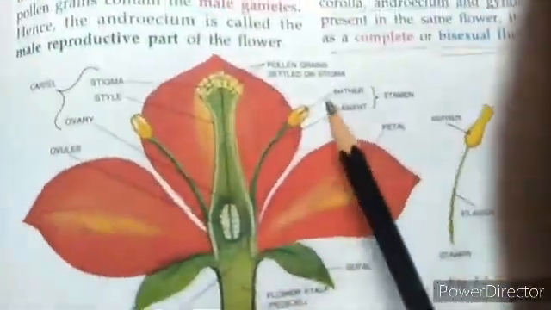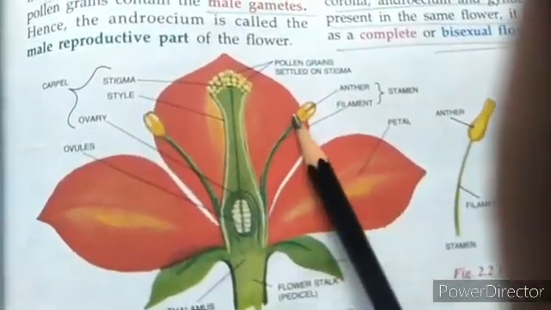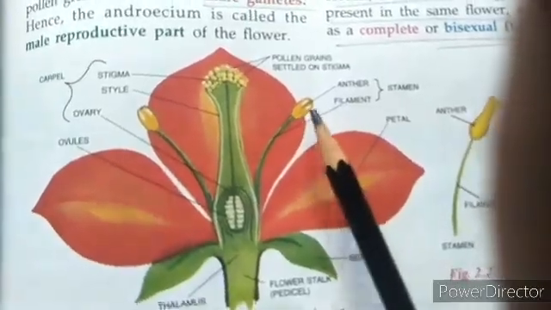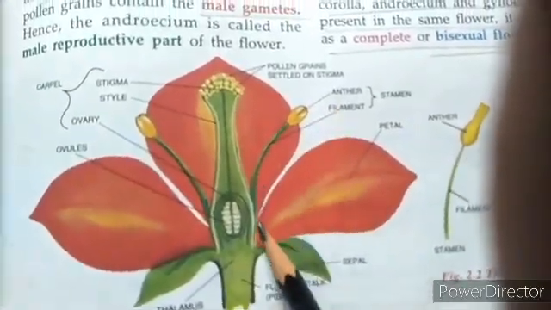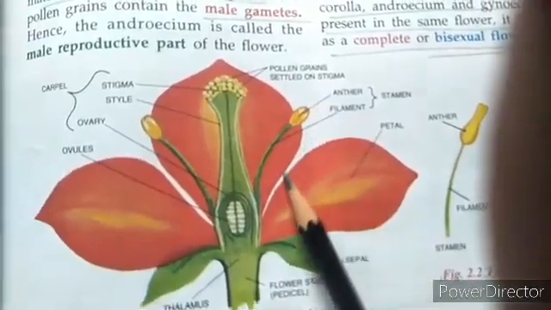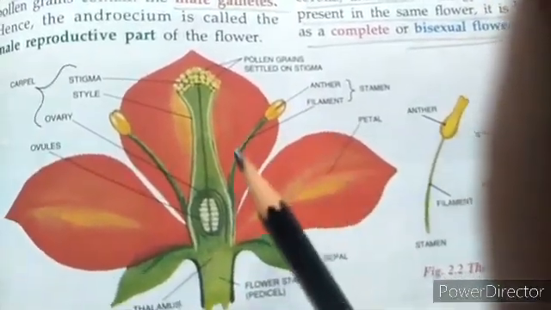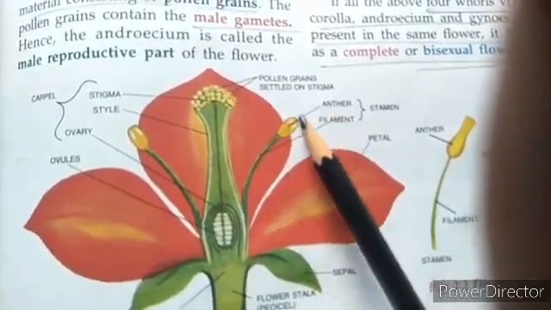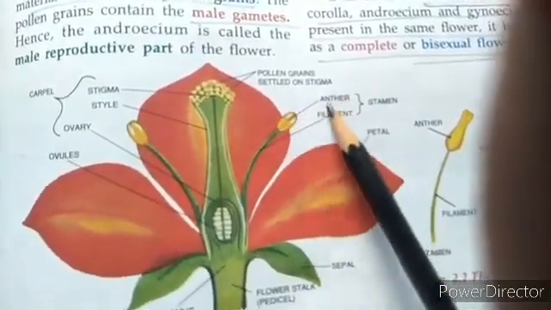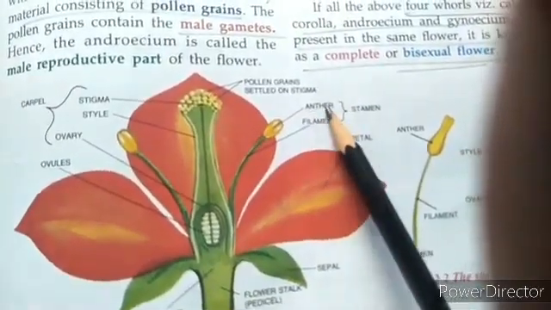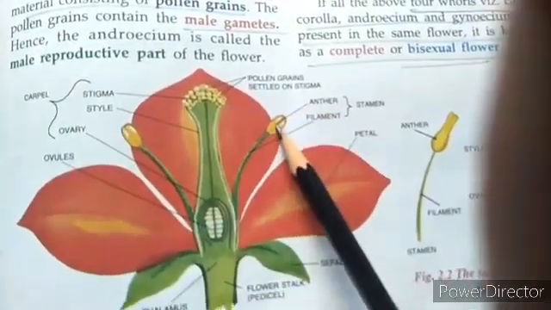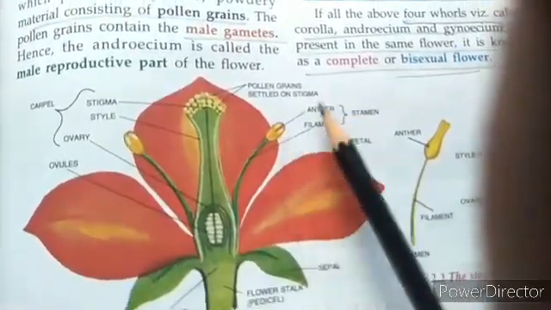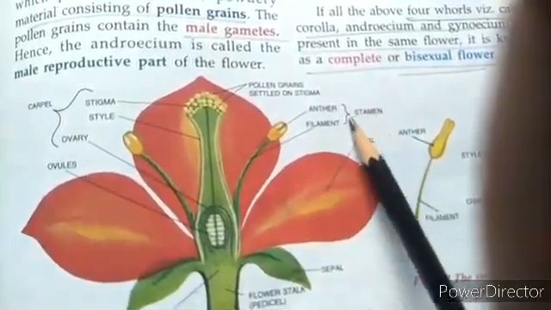So, if we look at this structure here, this long structure with a yellow rounded part at the end, this is the androecium. This entire part is the androecium, and we can see a stalk-like structure known as the filament, and at the end of it a rounded structure known as the anther, and within the anther we have the pollen sacs. The pollen sacs produce pollen grains, and this filament and anther together are known as stamens.